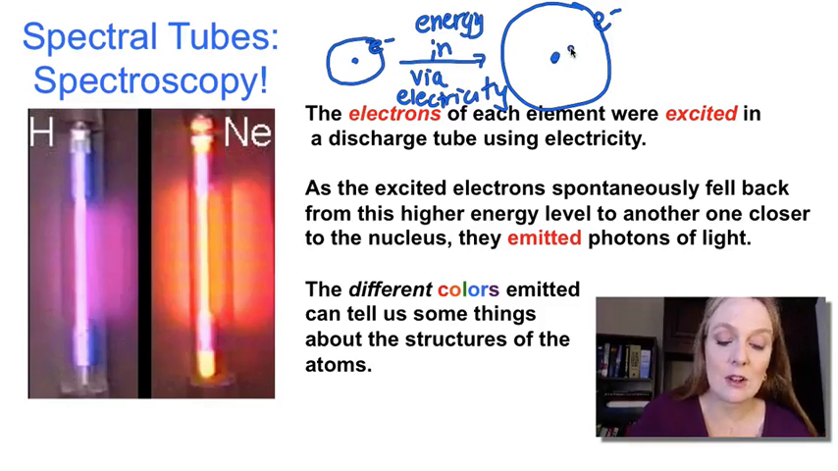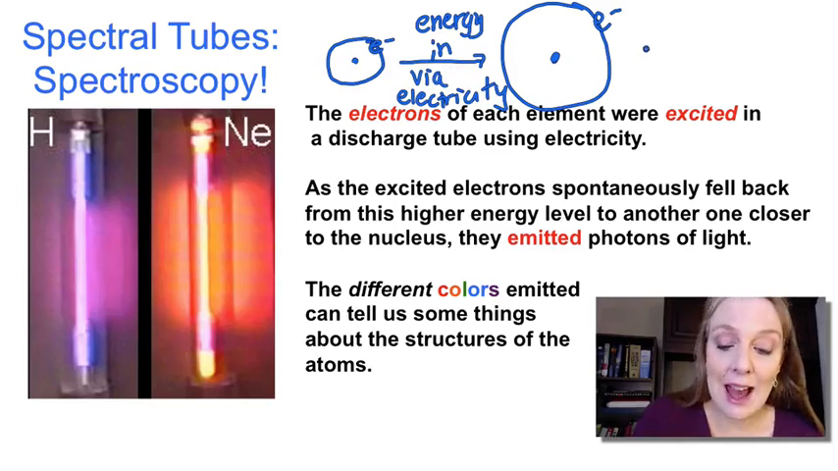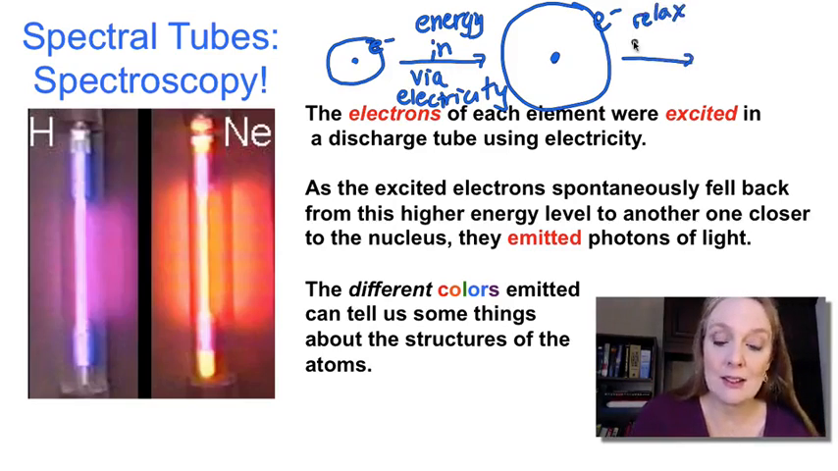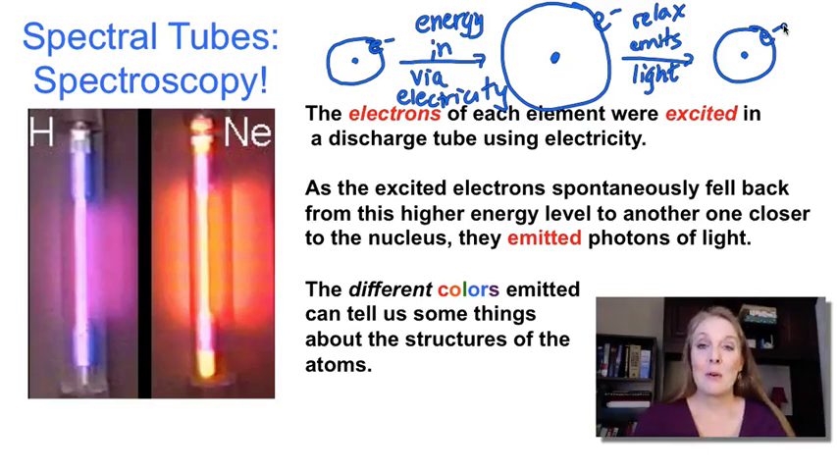So now the electron is in an excited state. It's further away from the nucleus than it needs to be. It then relaxed over time, and when it relaxes, it emits light. And it gets closer to its nucleus again so that it's back where it started from. We'll be reviewing this process in more detail in the next lecture, so please check it out.